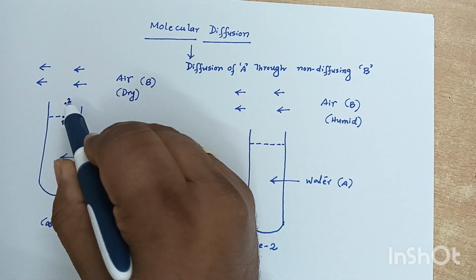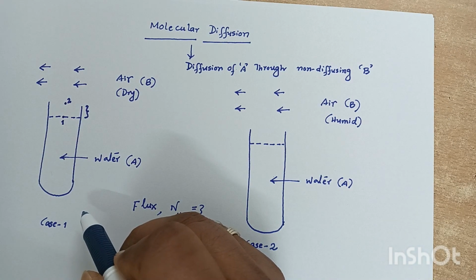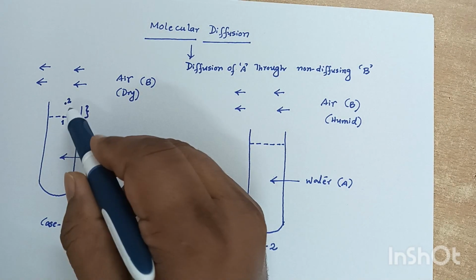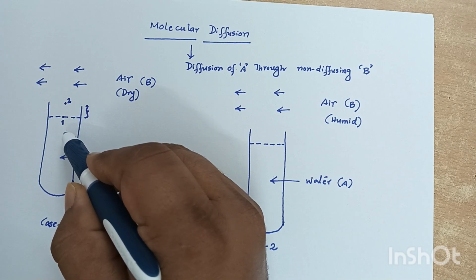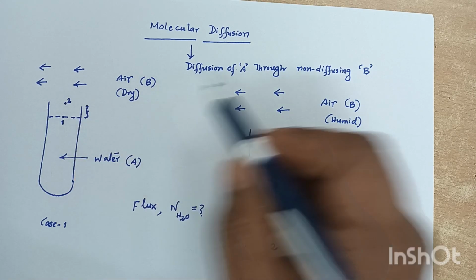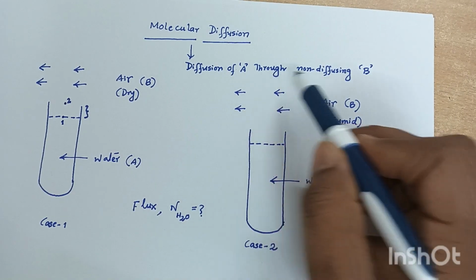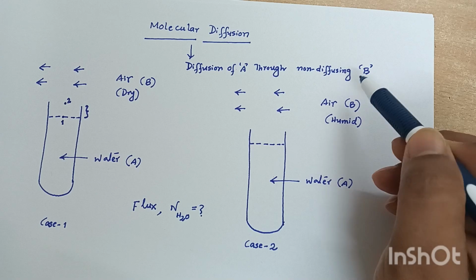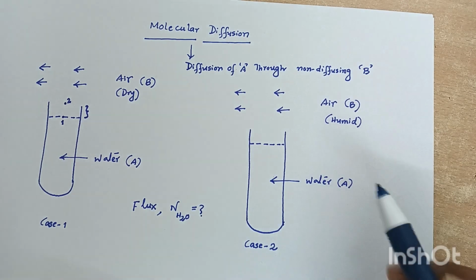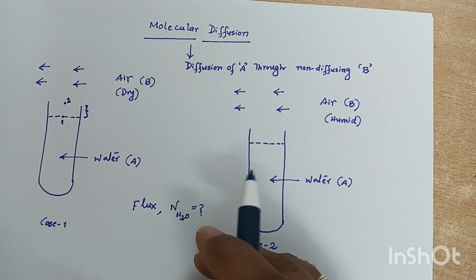So between point 1 and 2, you have a stagnant layer of air film. The air is not diffusing into water, however, water is diffusing into air, and hence it comes under the case of diffusion of water vapor through a non-diffusing stagnant layer of air. Now to find out the value of flux in such a scenario, one has to derive a mathematical expression.